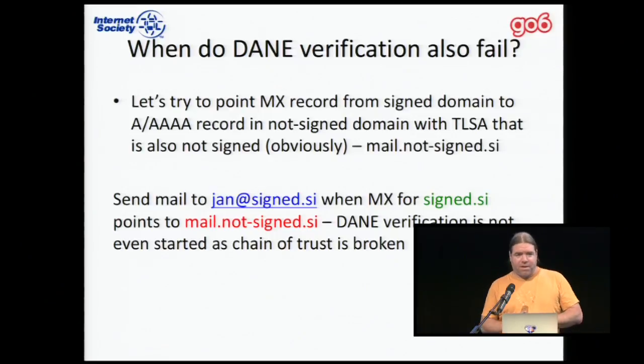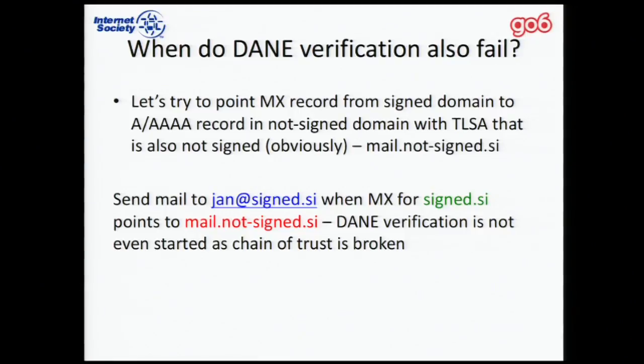Okay, then I tested the way that I point the MX record from a signed domain to the A and quad A record in a non-signed domain. So for example, if I would point to mail.google.com, that is not signed. And of course, when I send email to jan@signed.si that is pointing to a non-signed mail server, then verification is not even started. And you know, the whole thing just breaks.